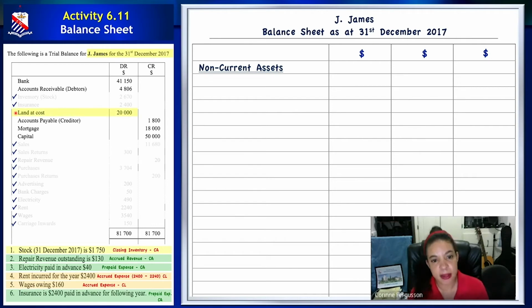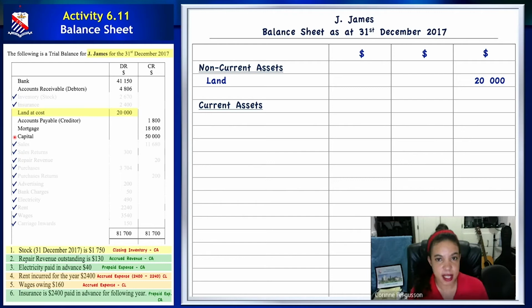So it's the most permanent. So you start with land. So you see land, you put land. Land at cost just means it's the original amount, and that is the amount that goes into your balance sheet. So land, and it's 20,000, and we put it into the last column. That's it. So we've done land. If you look, you would see that there are no other non-current assets. So we just move on. And the next thing, we go to our current assets.